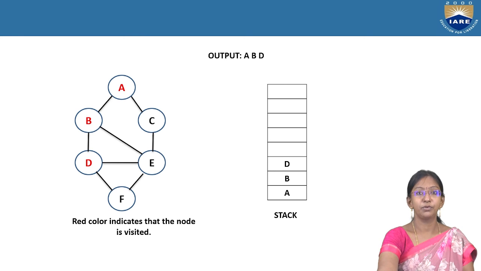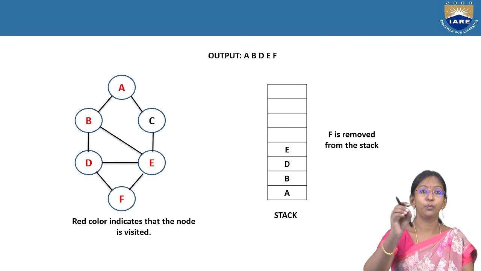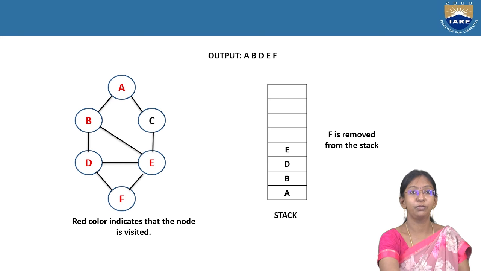The unvisited neighbors of D are E and F. Choose one. I have chosen E. Unvisited neighbors of E are C and F. Choose one. I have chosen F. Then unvisited neighbors of F. There are no unvisited neighbors. So pop F. We are going to pop when we are not able to find any unvisited neighbor.